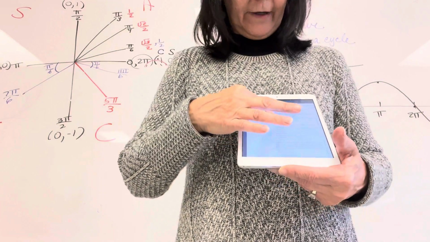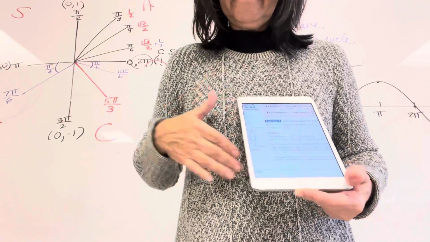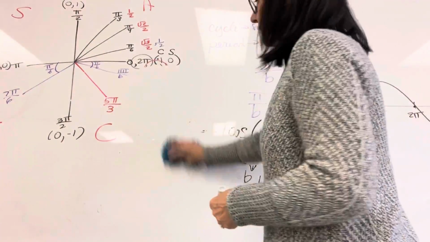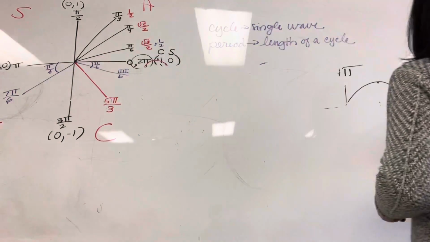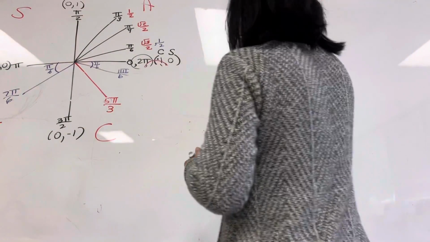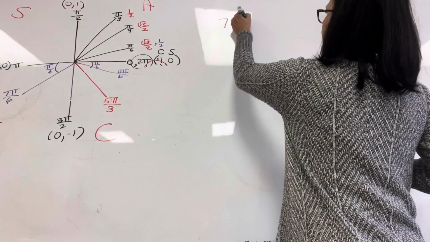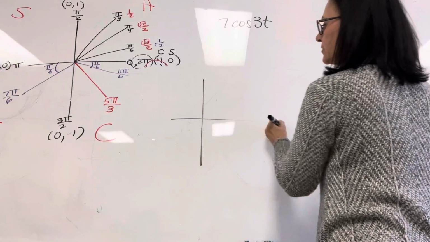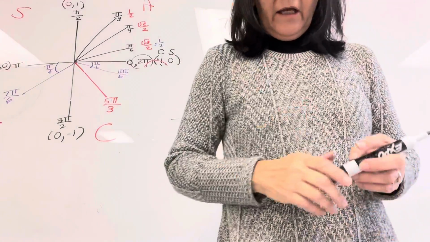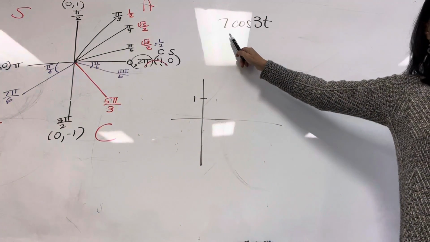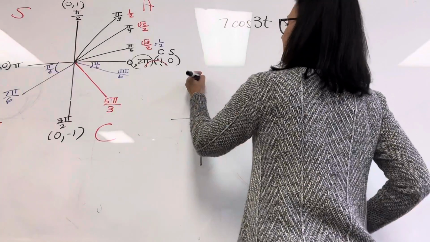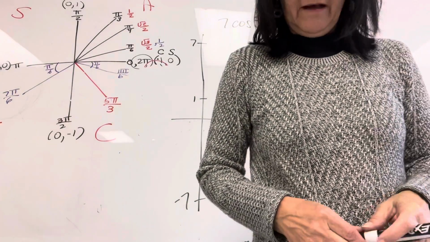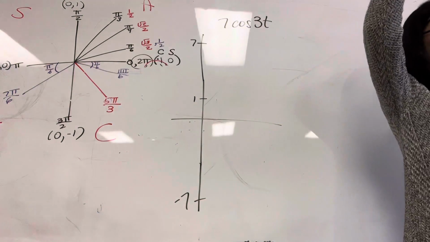All right, let's go to example 3. I've already taught this. Example 3. We're going to graph these functions. 7 cosine of 3t. Okay, first tell me, we're the cosine, so normally we start at 1, right? But instead, what does this 7 tell me to do? Vertically stretch by 7. So we're going to go up to 7 and down to negative 7.